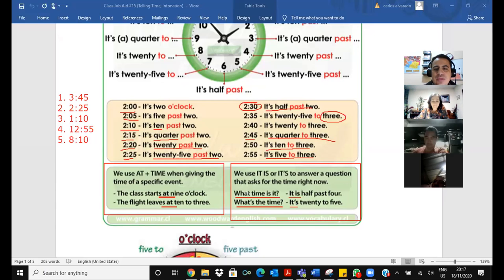Porque la pregunta aquí que me están haciendo, la WH question, ya incluye is it. Ya incluye allí el verb to be is. Entonces lo voy a usar en mi respuesta. What time is it? It's 4:30. What's the time? It's 5:20. Okay. Questions? Preguntas? No. Okay. No, teacher. No question.